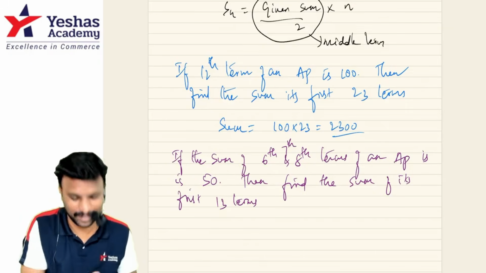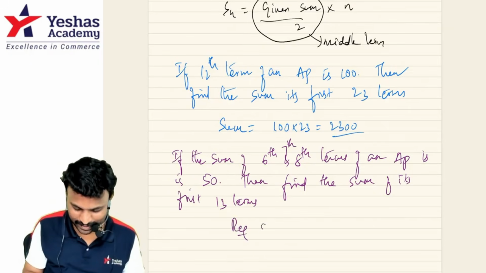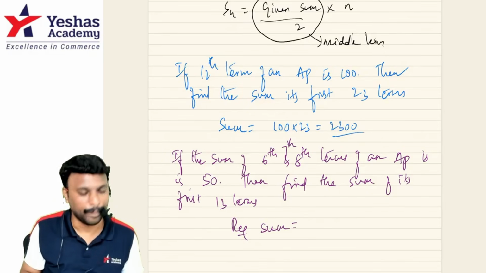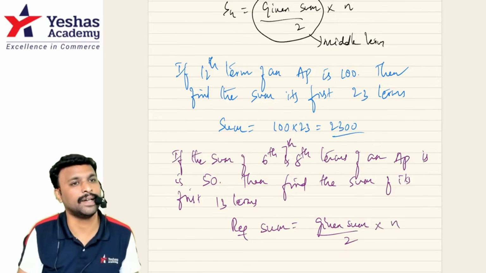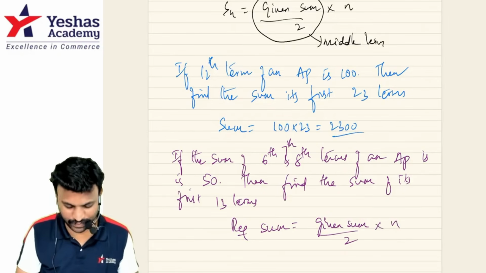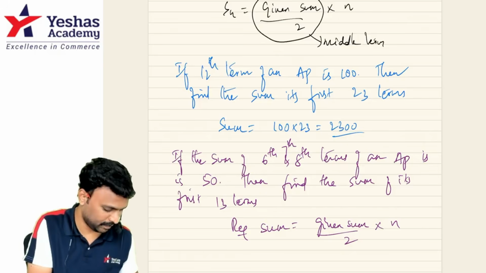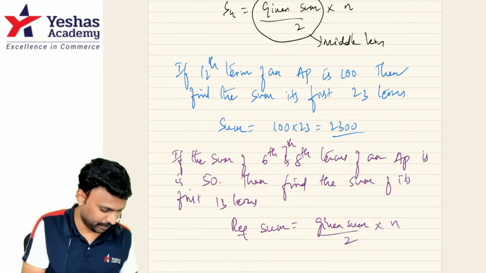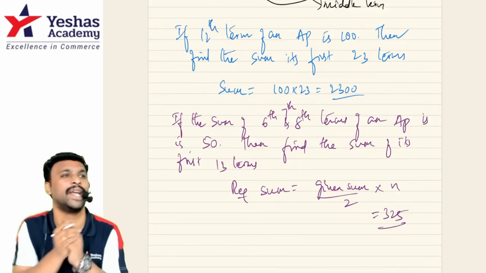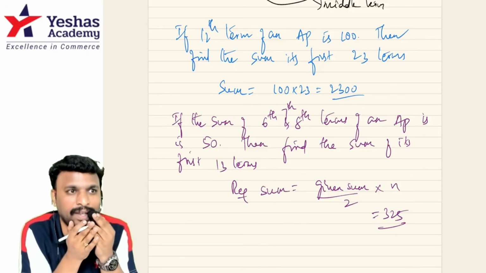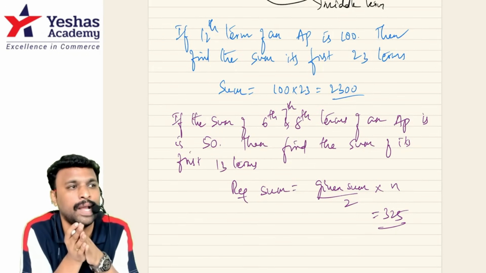So the required sum is given sum divided by 2, into n. What is n here? 13. Given sum is 50. 50 by 2 into 13, which is 325. You getting it? Everybody. Say yes or no.